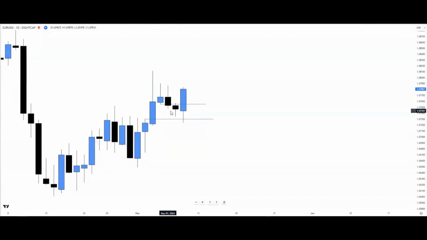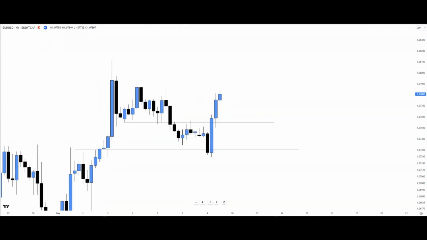So we can see how price came into the fair value gap, filled it up completely and traded away from it. So here we drop down into the lower time frame, which is the 4 hours, and we can see we have a fair value gap right here and also a lower fair value gap also right here, which is in close proximity with this order block. So let's see what price does.